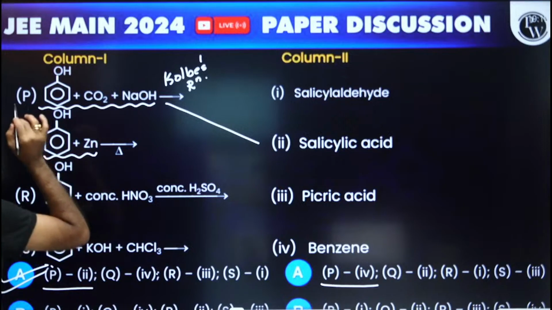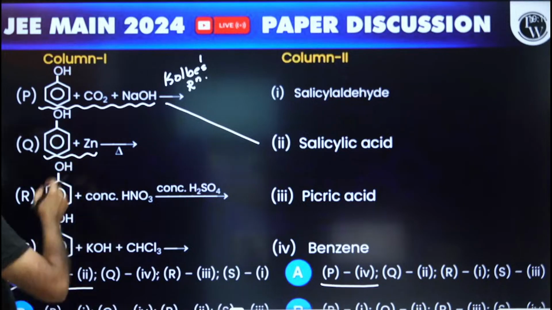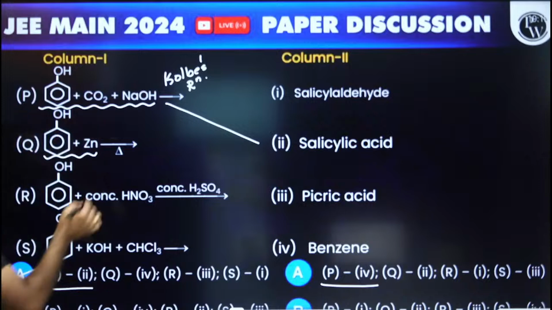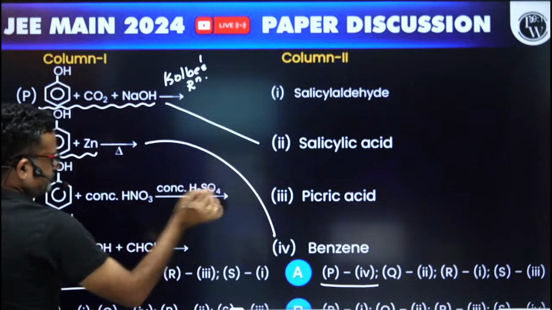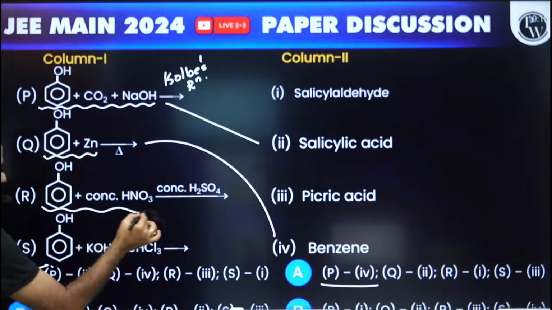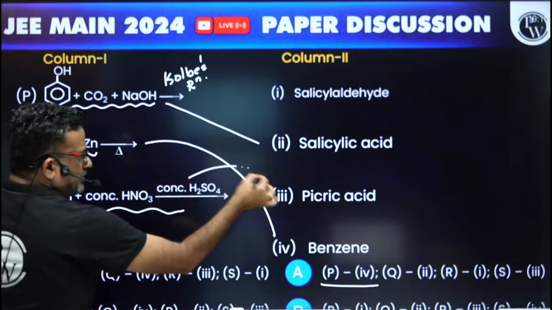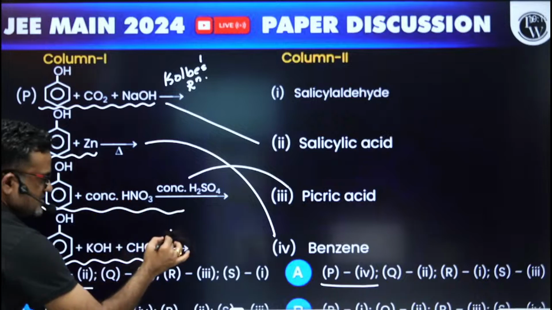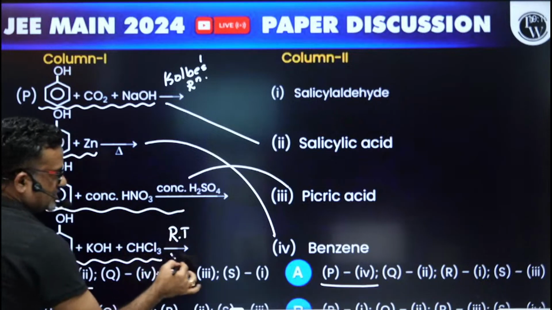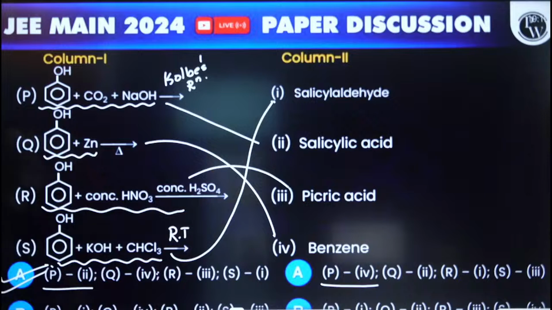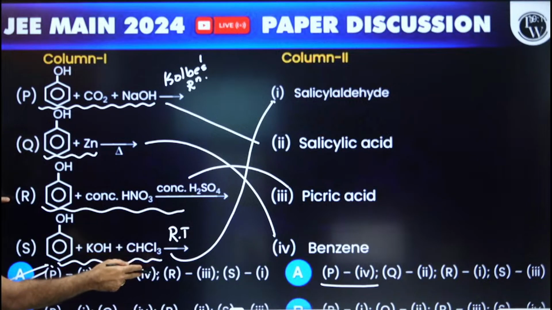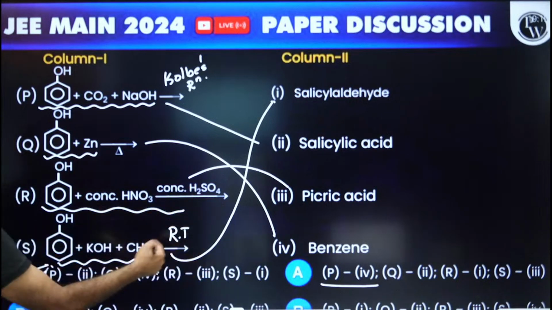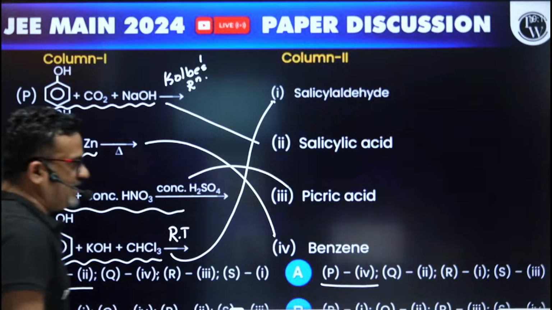Similarly, phenol with zinc dust undergoes loss of oxygen. So that would give you what? Benzene. Phenol undergoes nitration. That would give you picric acid. Phenol with KOH and chloroform. This is your Reimer-Tiemann reaction. That would give you salicylaldehyde. So P is with 2, Q is with 4, R is with 3, S is with 1. So your option is anyway A.